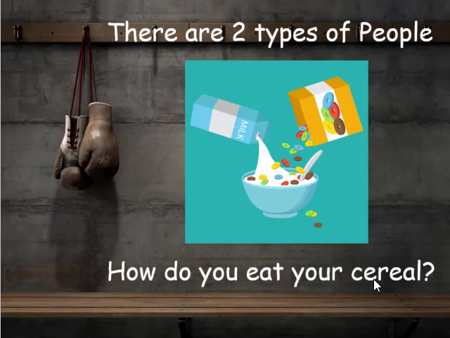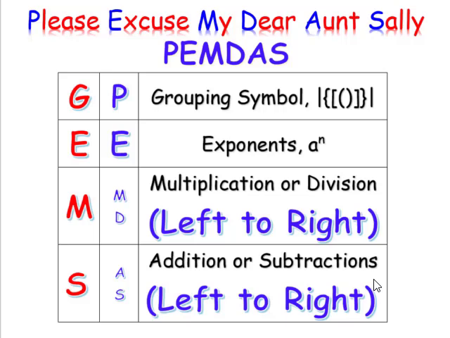Let the fight begin. A lot of people like to use PEMDAS because of the acronym, Please Excuse My Dear Aunt Sally. That mnemonic device almost everyone remembers. But I prefer to use GEMS, because in PEMDAS, a lot of times people think it's the P and then the E and then the M and then the D.